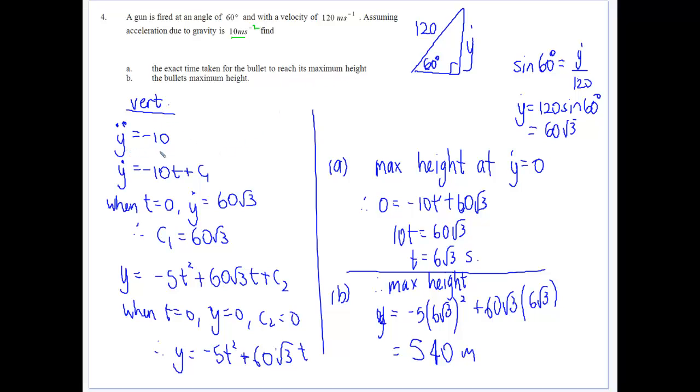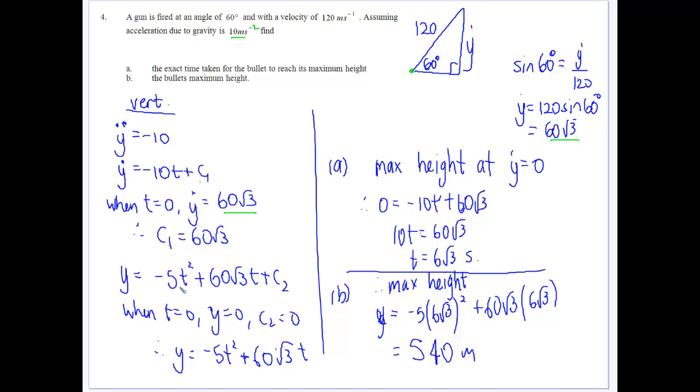We start with the vertical acceleration being minus 10. Again, we integrate and get minus 10t plus a constant. Our vertical velocity from the initial position is sine 60 equals the vertical velocity over 120, which gives 120 sine 60 for our vertical velocity. Sine 60 is root 3 on 2, so we get 60 root 3. That's where the 60 root 3 comes into play, and it gives us our constant of integration.